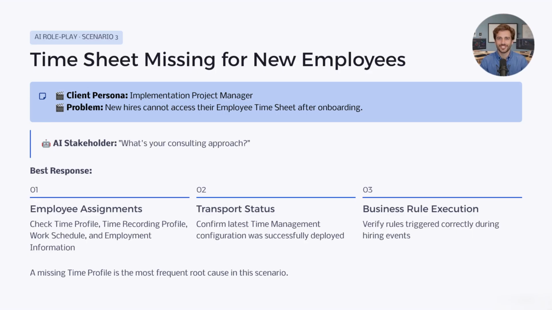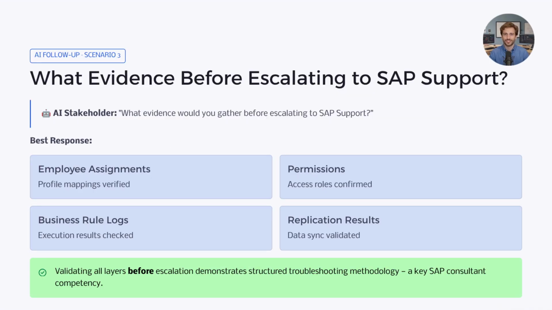Next, verify configuration transport status. Was the latest time management configuration successfully deployed? Then confirm that business rules triggered correctly during hiring events. AI follow-up question. The stakeholder asks, what evidence would you gather before escalating to SAP support? Strong answer: I would validate employee assignments, profile mappings, permissions, business rule execution logs, and replication results before considering a product issue. This demonstrates structured troubleshooting methodology.